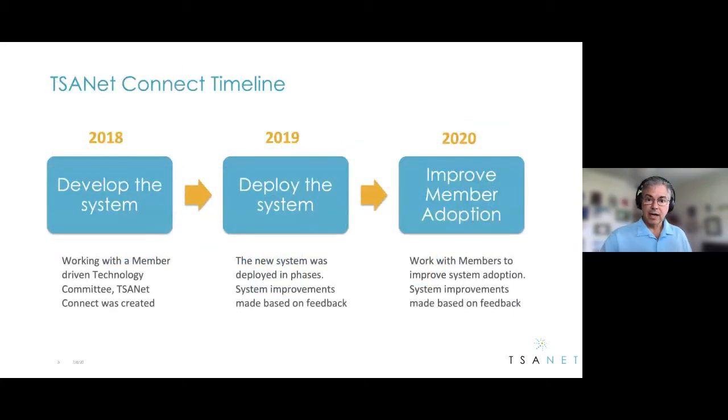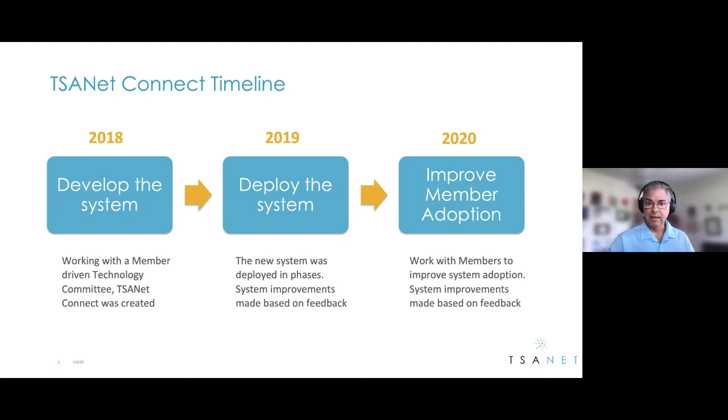A little bit of the high-level timeline, just so you understand where we're at. In 2018, we developed the system. Again, we spent a lot of time working with members to make sure this is what the members wanted and that it was designed appropriately. We had a technology committee, and we iterated quite a few times with different prototypes. We shared that with the regional focus groups, which played a big role as well. Then, really exiting 2018, we had a system to deploy.